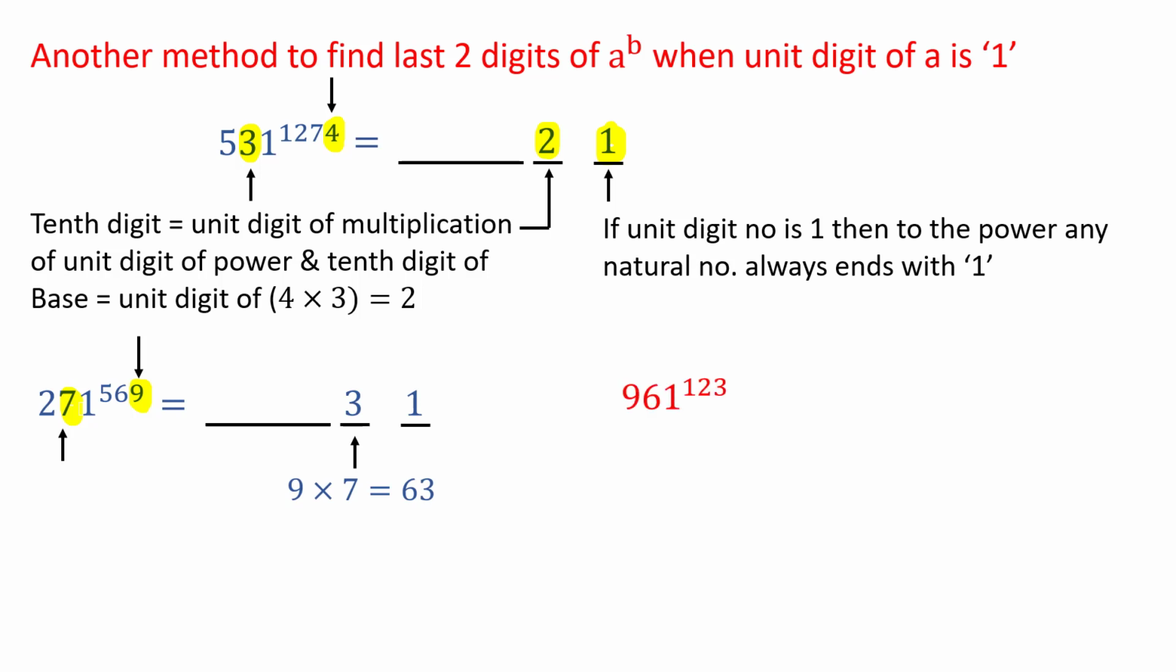Let's do one more. 961 to the power 123. 1 to the power any number always ends with 1, so the unit digit is 1. How to find the second last digit? Unit digit of the power into 10th digit of the number, that is 6. 6 into 3 is how much? 18. The unit digit of 18 is 8. So 81 is the answer. Okay everyone.